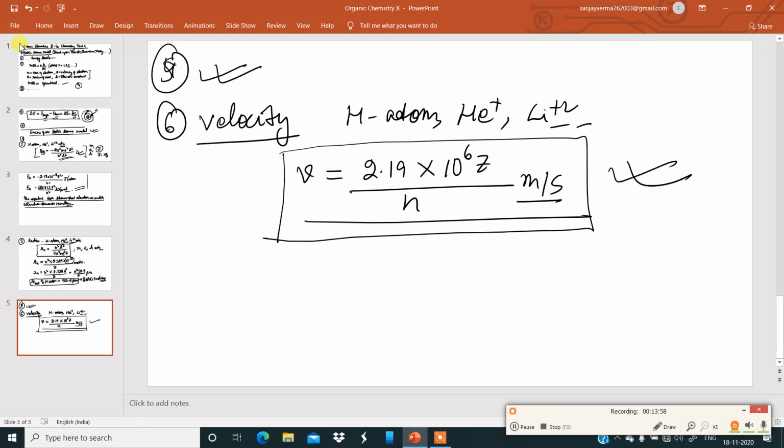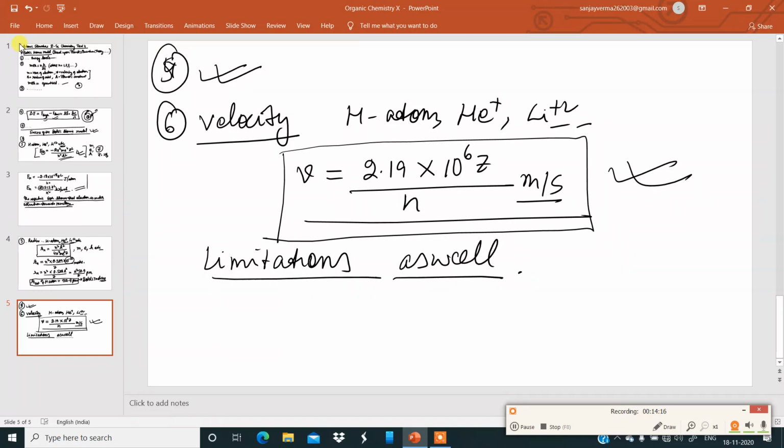Now this was the success story of the Bohr's atomic model, but the sad thing about the story is there are limitations as well, to be understood and remembered. Why was the Bohr's atomic theory not a success at the end of the day? Let us do one by one. First one.